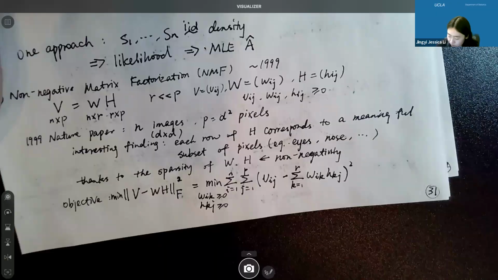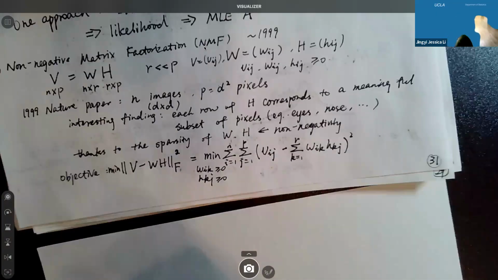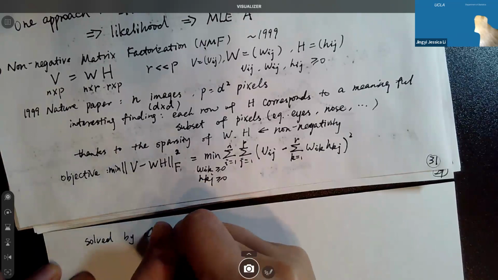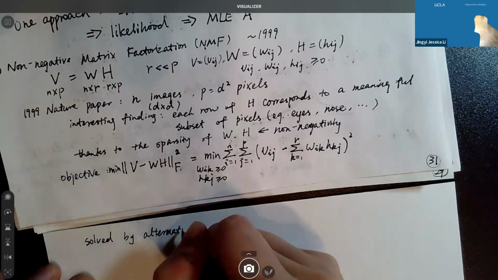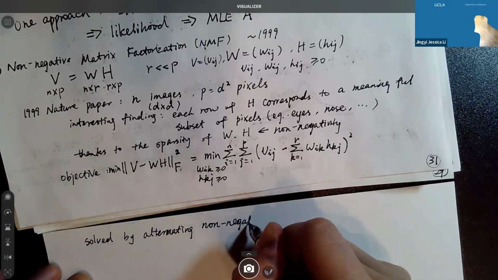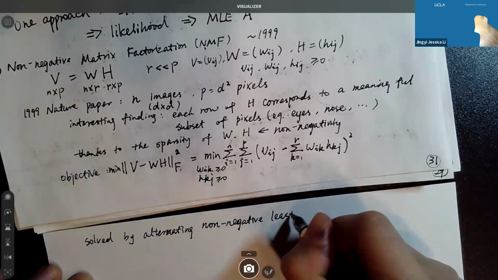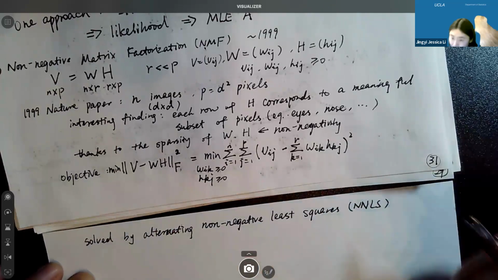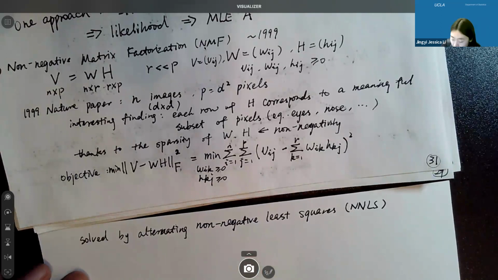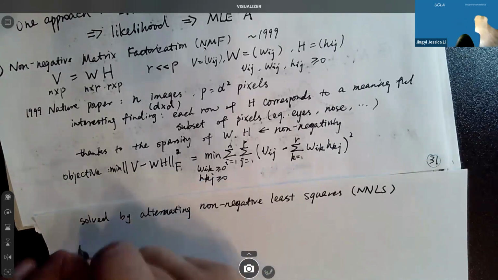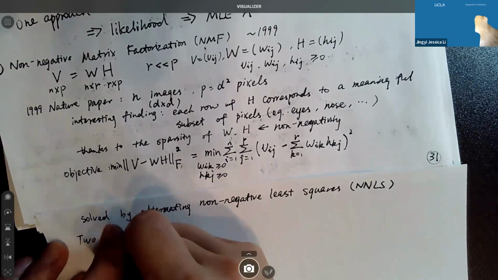Okay, so let me just quickly put that. This can be solved by alternating non-negative least squares, often shortened as NNLS. Okay, so then the interpretation of this non-negative matrix factorization can be twofold. So you can consider two interpretations.